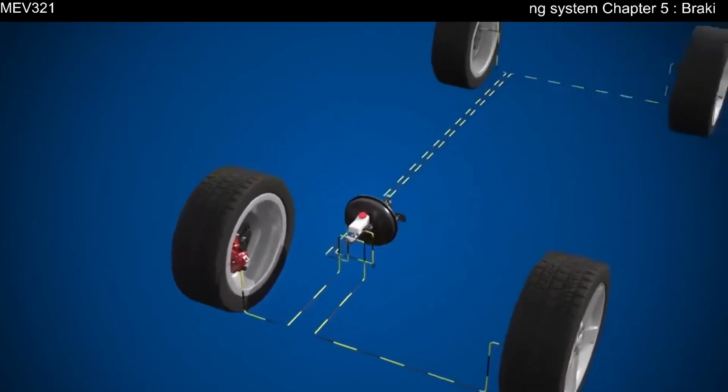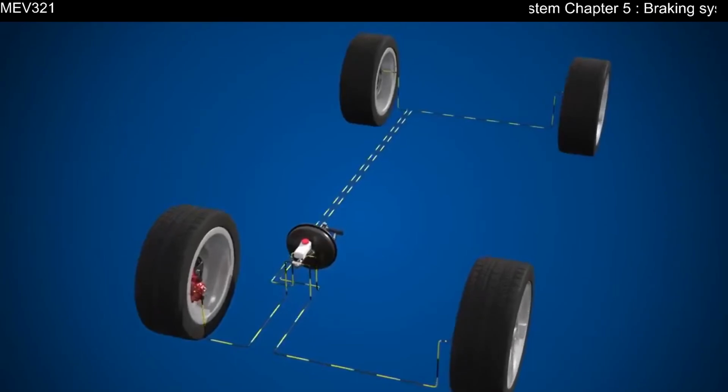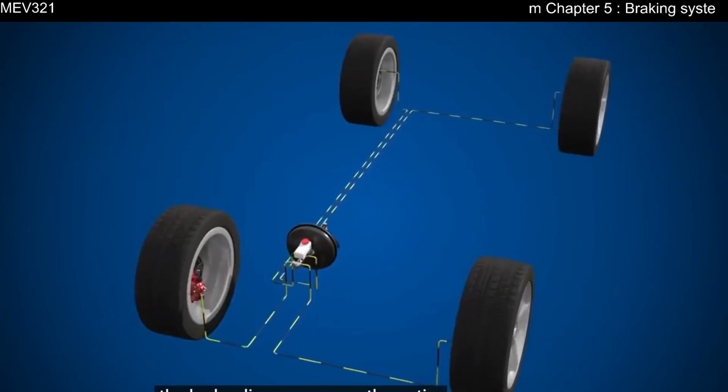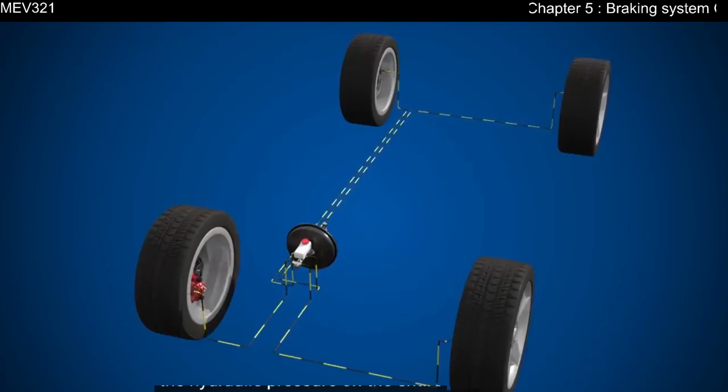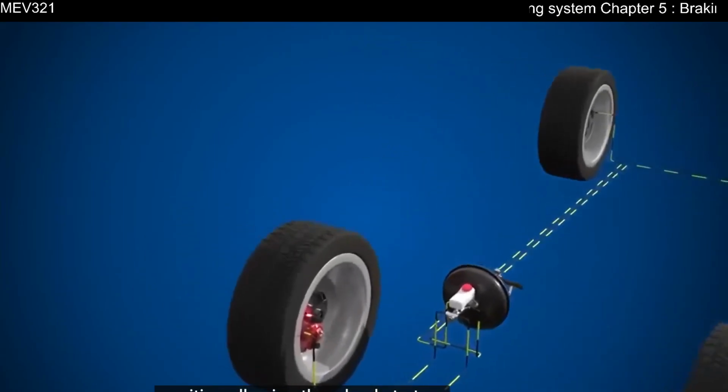Releasing the brake pedal reverses the process. The hydraulic pressure on the entire brake system is reduced, allowing brake fluid to return to the master cylinder. A combination of seals in the caliper and springs in the brake drum then return the brakes to their original position, allowing the wheels to turn freely once more.